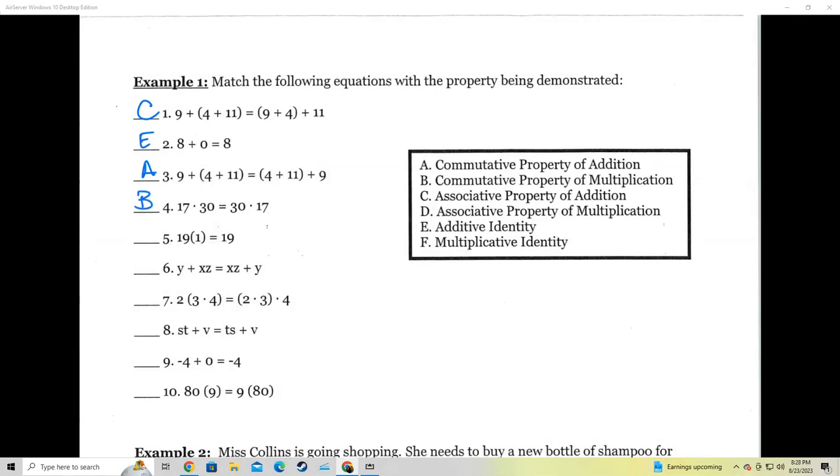I'm going to take 19, multiply it by 1, and the answer is still 19. That sounds like an identity. It's still 19. And we're multiplying, so that should be letter F.